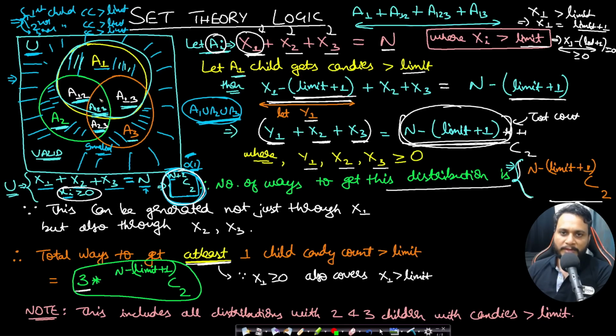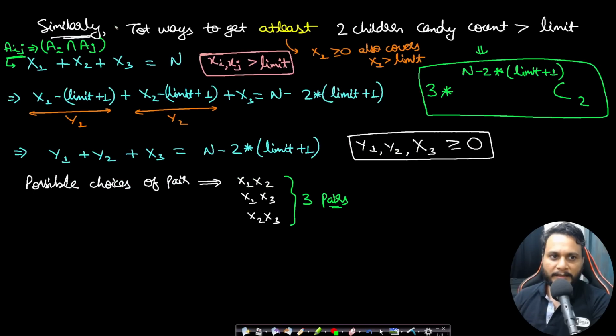So now how to subtract? We need to calculate this a12, a13, a23 and a123 as well, so that we can subtract the double counting, isn't it? So this is what we do for the entire circle calculation. Now once you have done that, similarly you can repeat for at least 2 children getting the candy count greater than limit. How to do that?